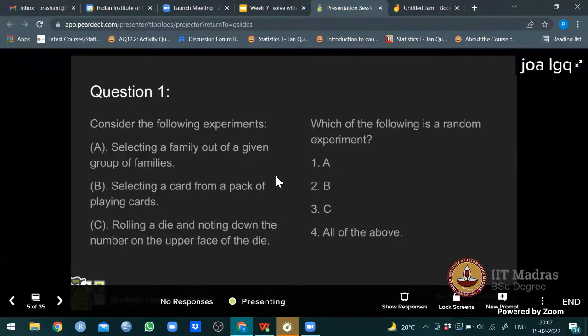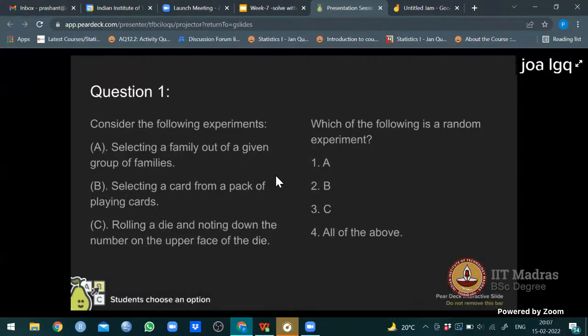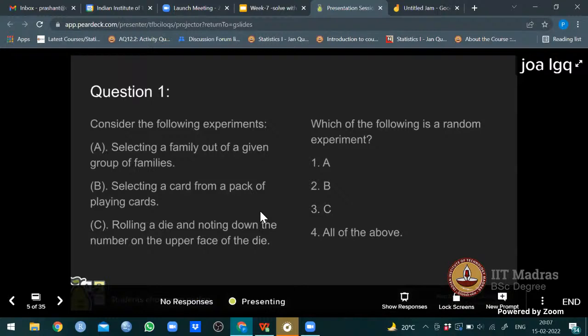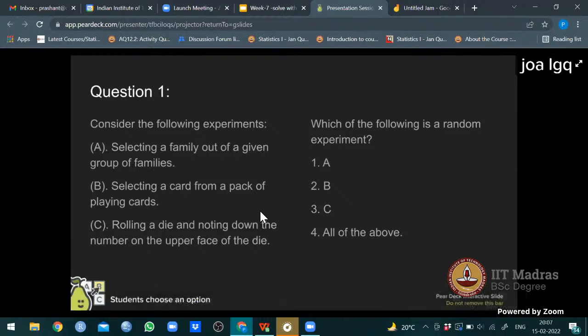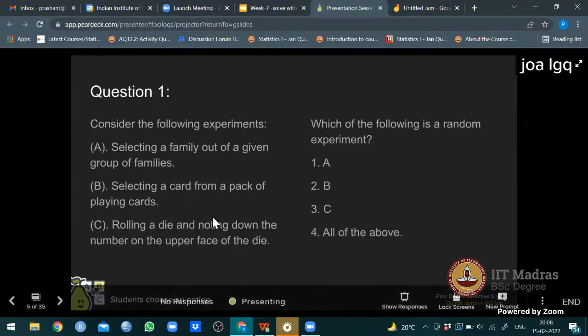Next slide. This is question one. Read the question and find which of the given experiments are random experiments, and which are not.